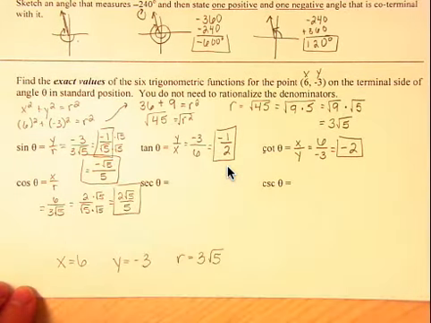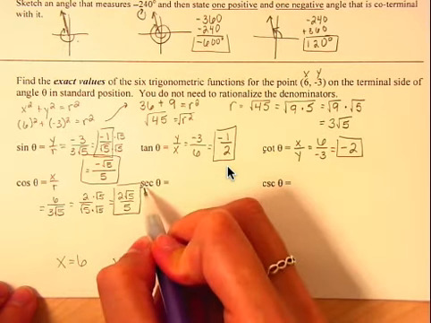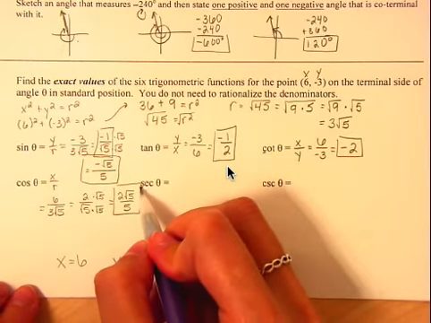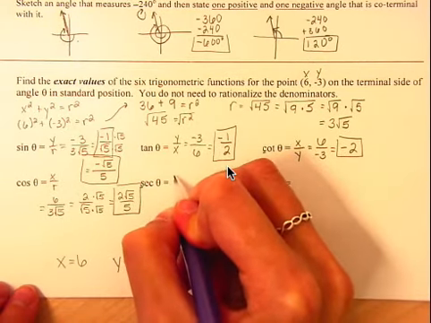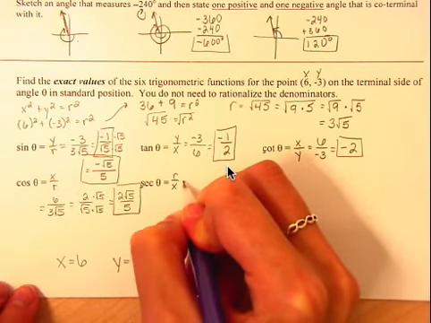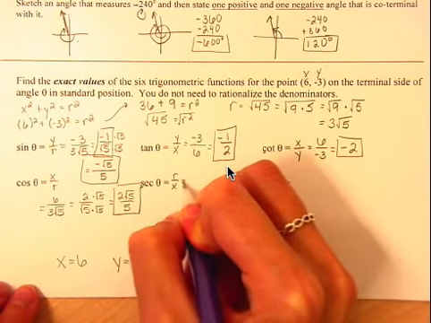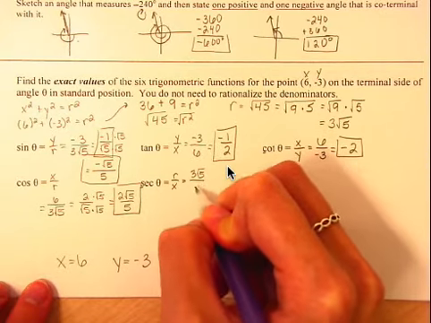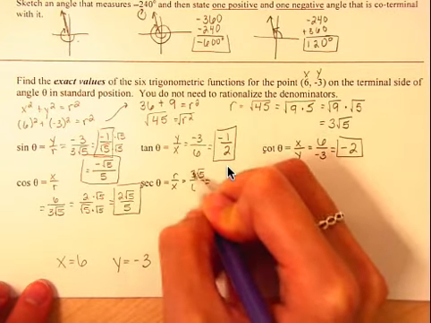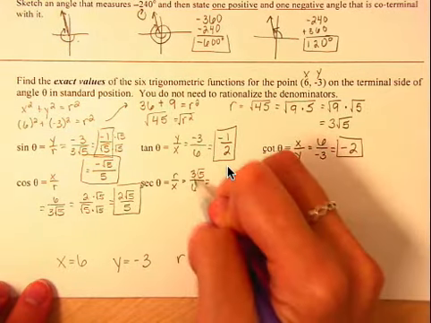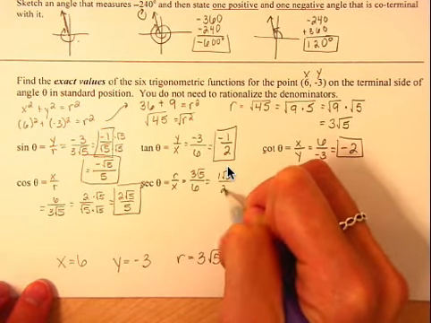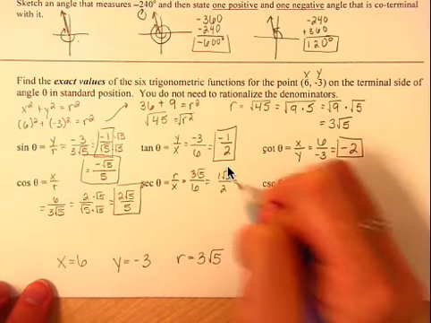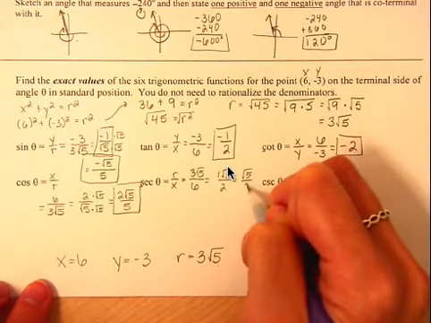Secant of theta does not start with a c, so that means its reciprocal needs to start with a c. I only have sine and cosine left, so it must be cosine. The reciprocal of x over r is r over x, which gives me 3 square roots of 5 over x, which is 6. Simplify your whole numbers. 3 divided by 6 is 1/2, so that becomes 1 square root of 5 over 2. Or if you want, you can just leave that as square root of 5 over 2. Get rid of that 1.